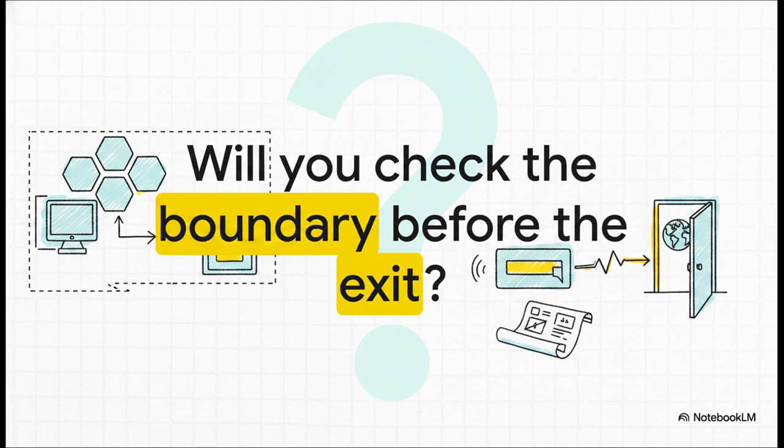So, what does this all mean? I'll leave you with this final question. Next time a device completely fails to reach the outside world, will you check the boundary line before you knock on the exit door? You now have the exact blueprint to do just that. Master the default gateway, always verify that subnet mask, and run your ping diagnostics with absolute confidence.